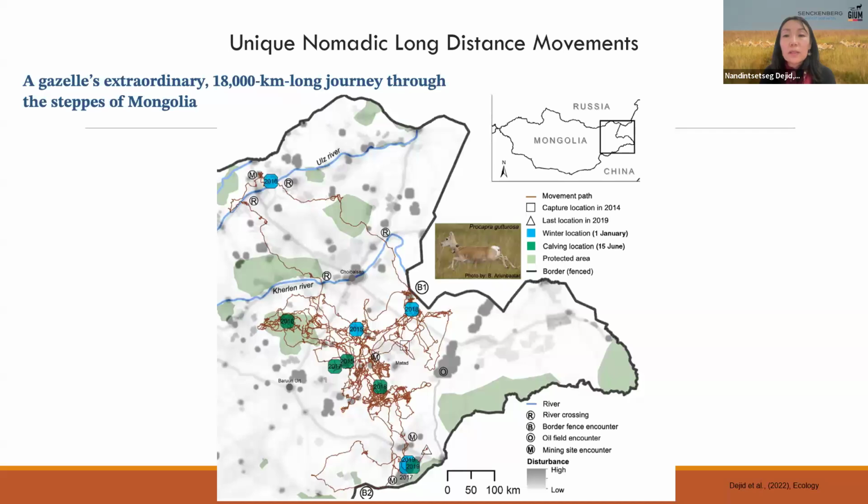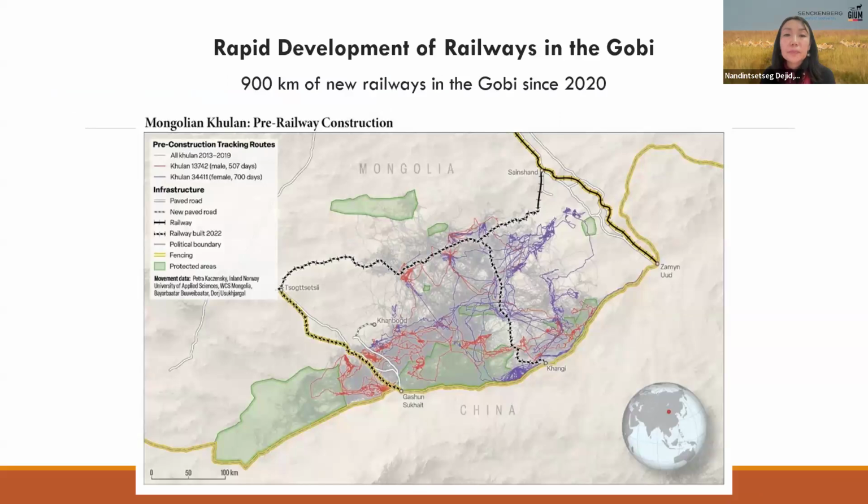And in these ecosystems, those animals undertake long-distance nomadic movements. Here, I just want to show you one example: a single Mongolian gazelle moved over 18,000 kilometers in 5 years, and you can see the movement scale that connects the Russian border all the way to the Chinese border in the south.